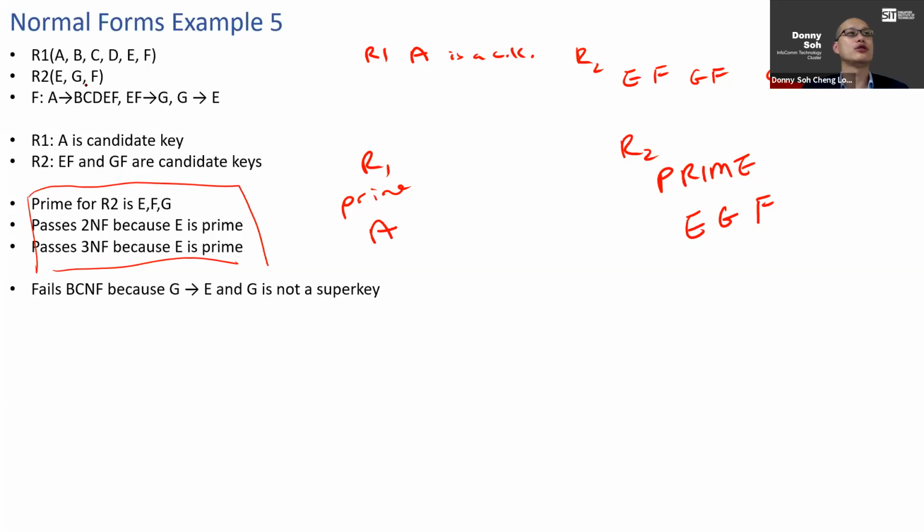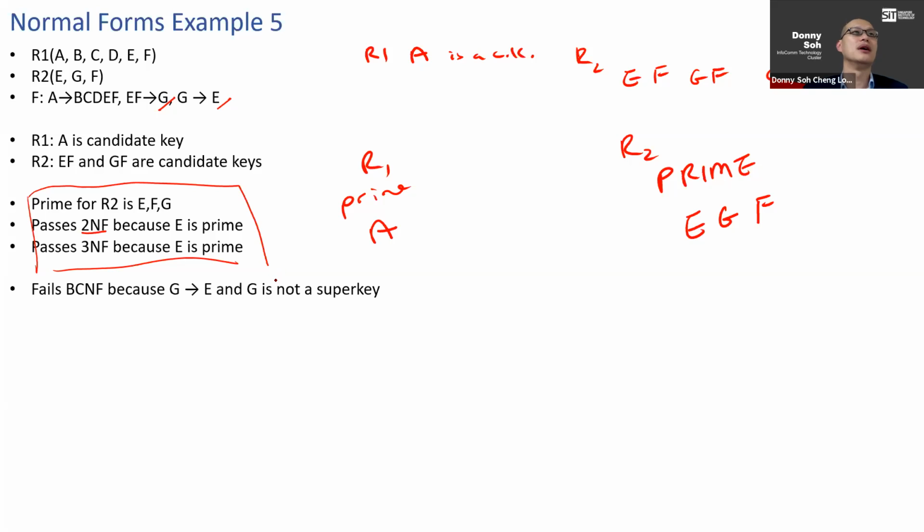relationship R2. So for R2, we check to see if is it first in 2NF. So R2 is actually slightly easier because we notice that there's no non-prime. So this is a prime. This is also a prime. So there are no non-prime attributes in R2. So this passes 2NF.